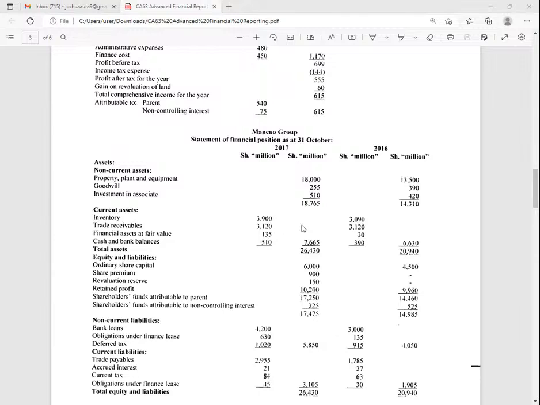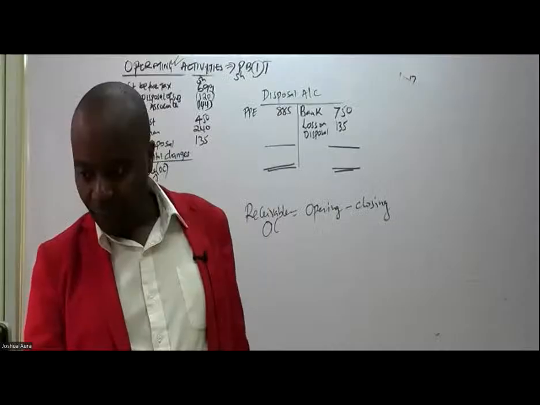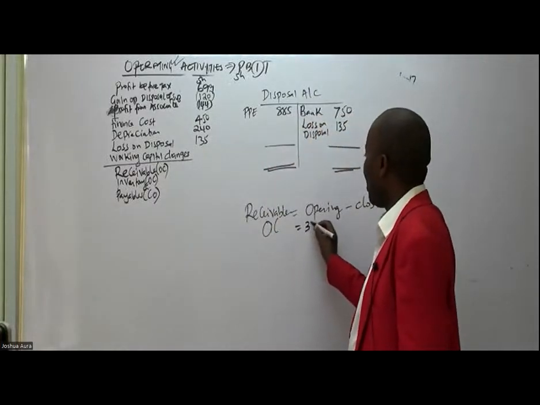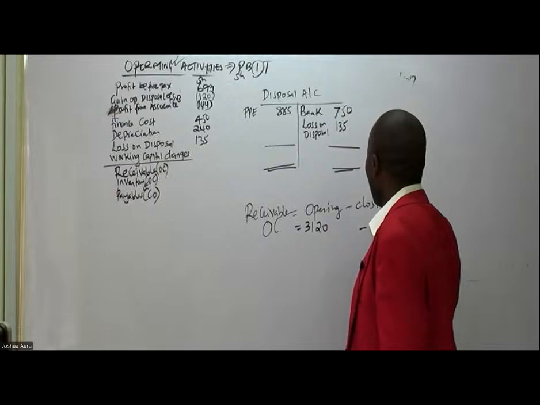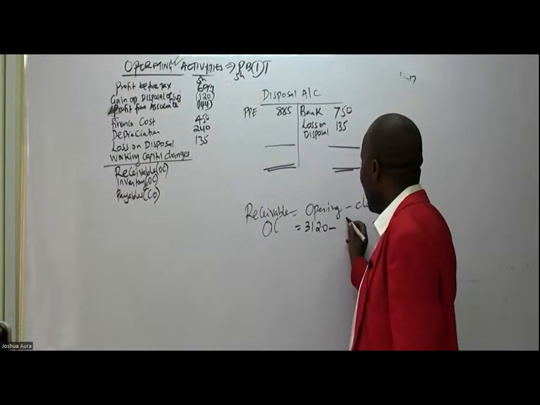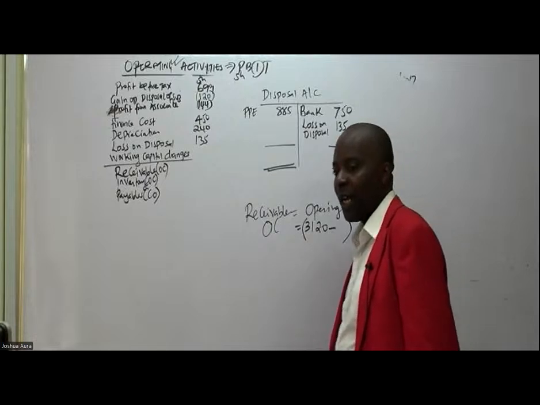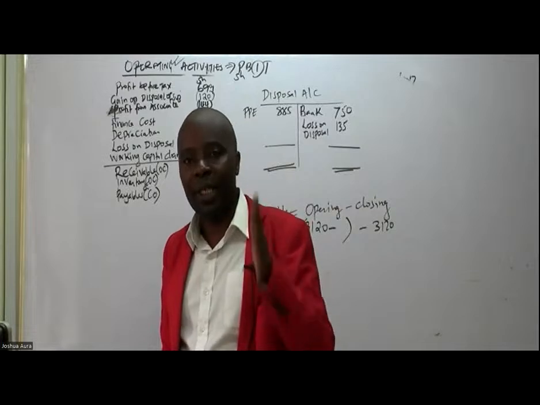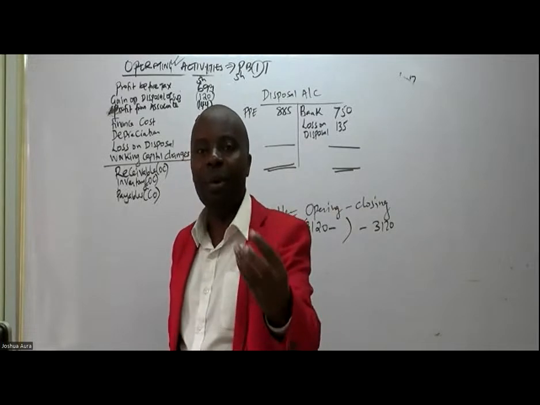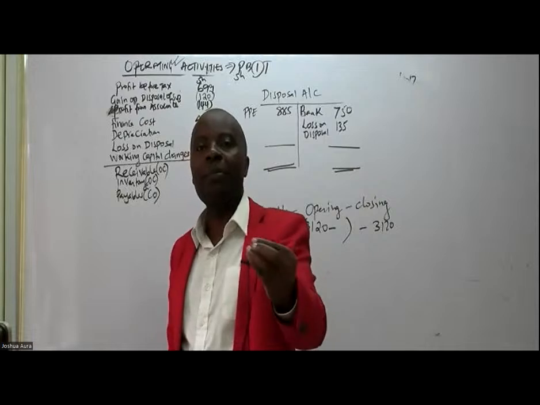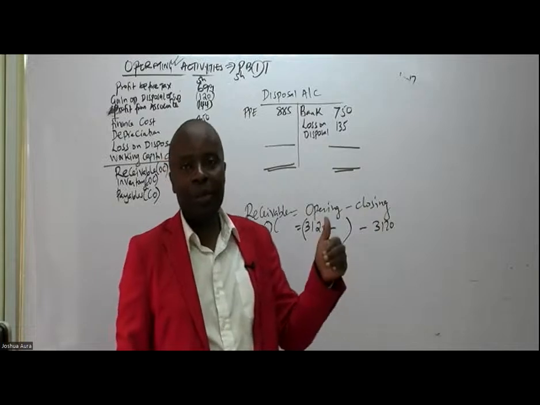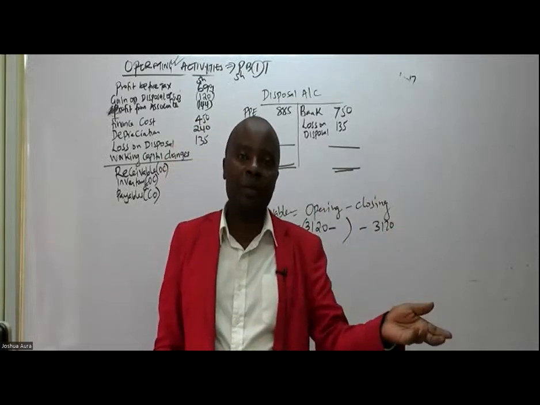Receivables, 3120. Is that okay? 3120 is the opening, right? And then closing is 3120. However, remember, it's very important for you to make an adjustment to the opening for any subsidiaries that were acquired. If they came with some receivables, I add to the opening. If we dispose of a subsidiary which went out with some receivables, we subtract.